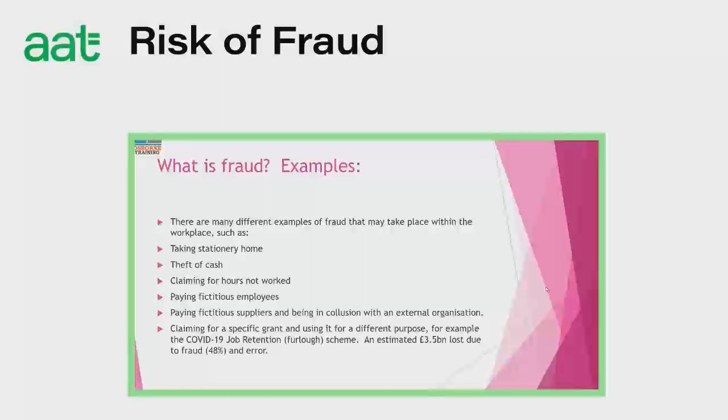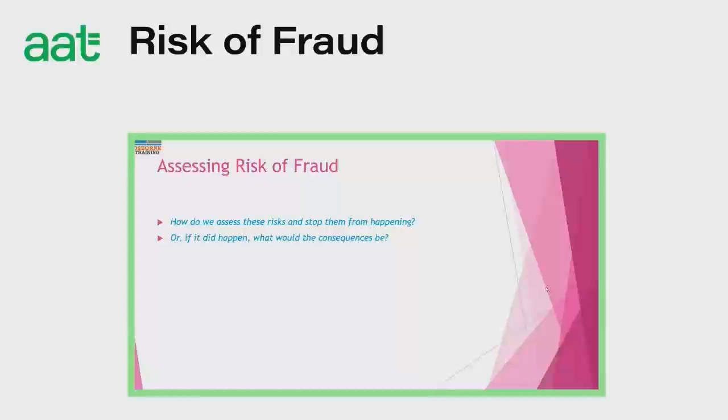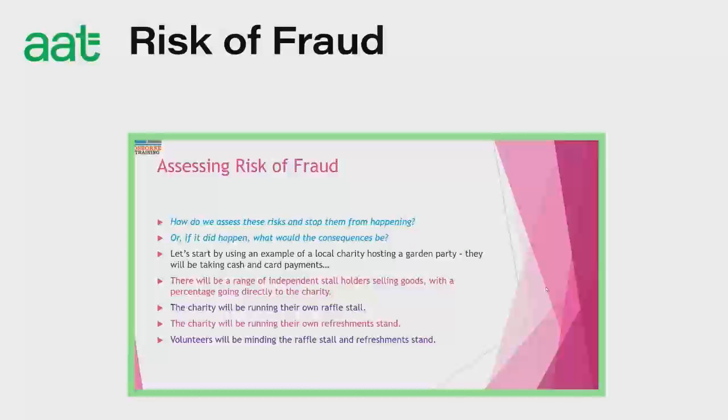Okay, so some generic theories there. So we're now going to have a little look at a scenario and have a look at assessing various risks. So we need to be thinking about how do we assess these risks and stop them from happening? Or if it did happen, what would the consequences be?